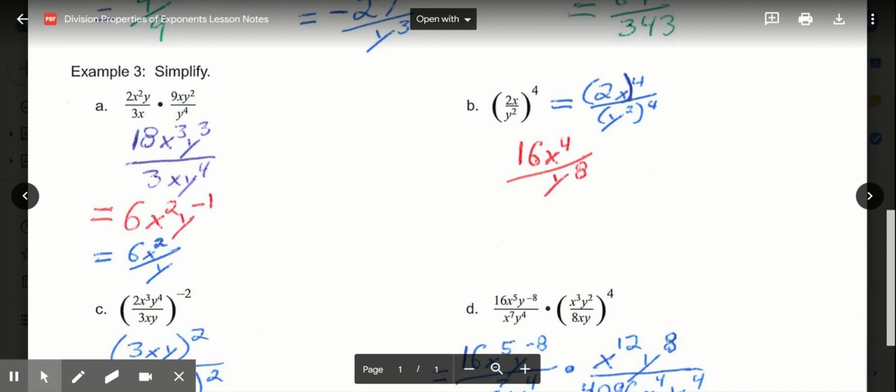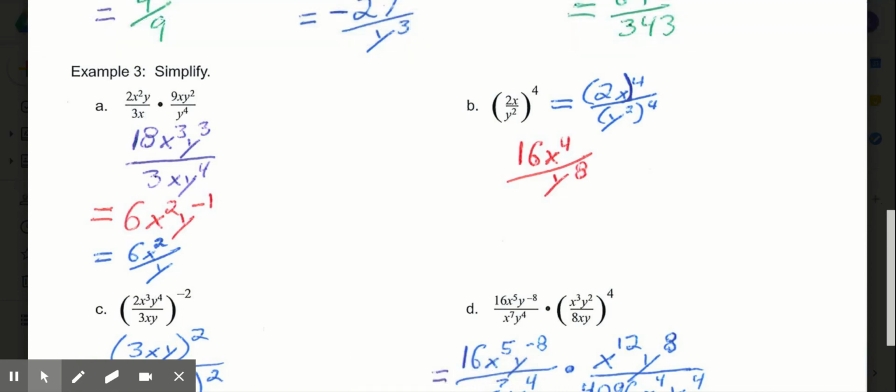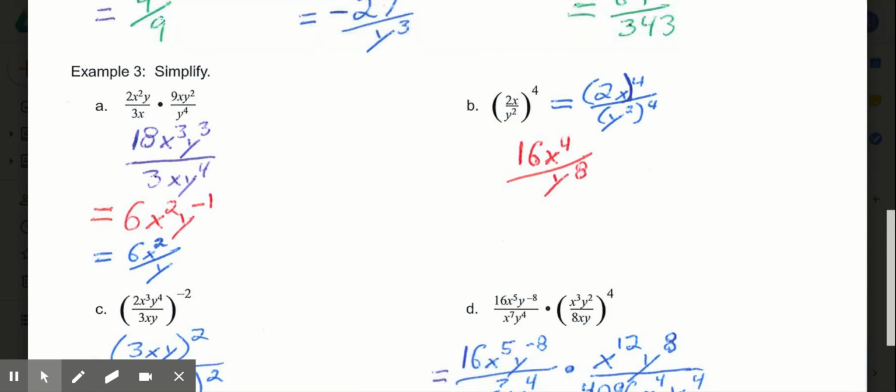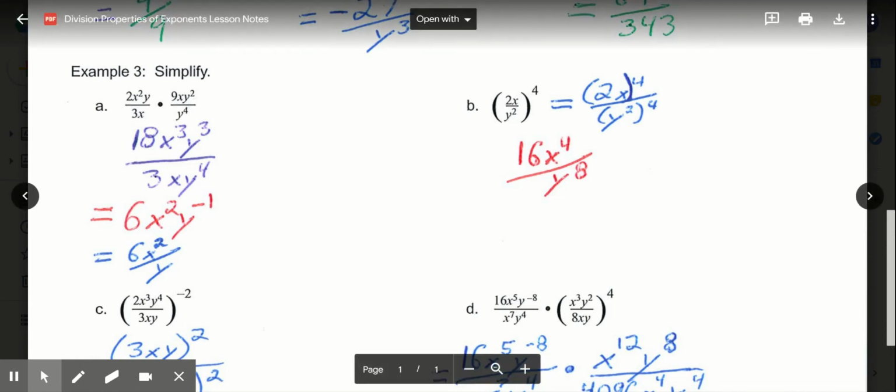X squared and a regular x would be x to the third. Y to the first and y squared would also be y to the third. Then on bottom, the 3 has no other number to go with, so the 3 is still there. The x has nothing to combine with, same with the y to the fourth, so my bottom is just 3xy to the fourth.